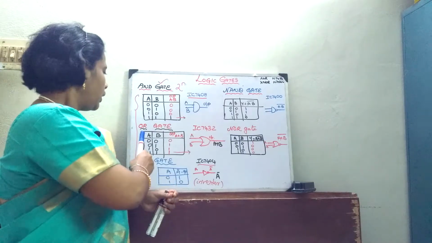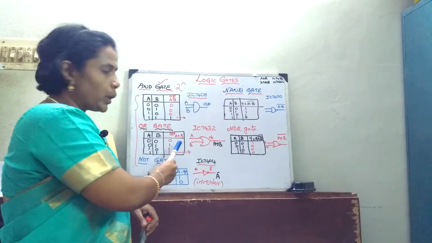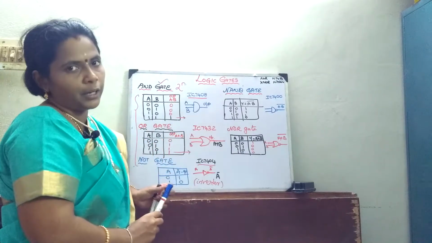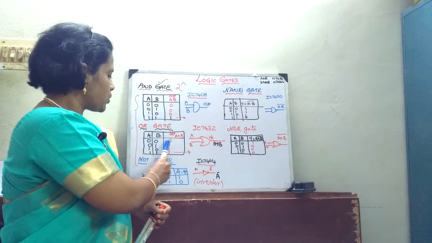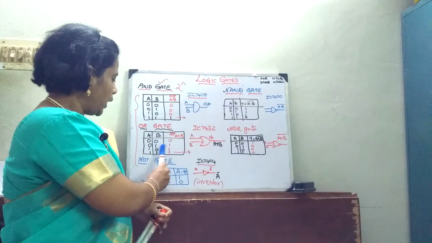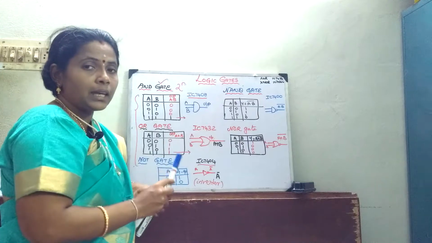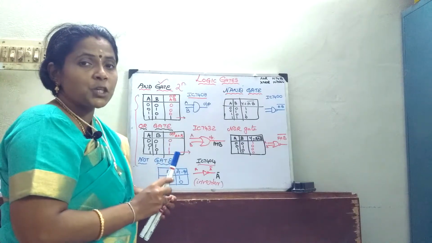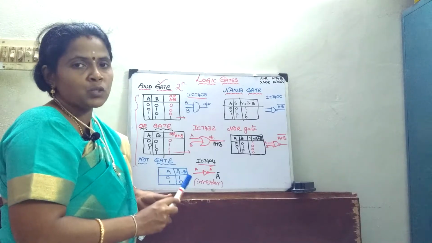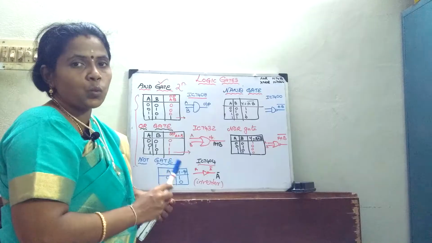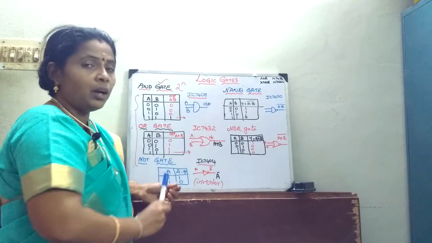Now the next is your OR gate. You have the same input combinations, and it performs the function of addition. Here it is 0, 0, 0, 1, 1, 0, 1, 1. So 0 plus 0 is 0, 0 plus 1 is 1, 1 plus 0 is 1, 1 plus 1 is 1. This clearly shows the distinction between binary and Boolean. In binary, 1 plus 1 is 10, whereas in Boolean, 1 plus 1 is 1. This gives the operation of your OR gate.